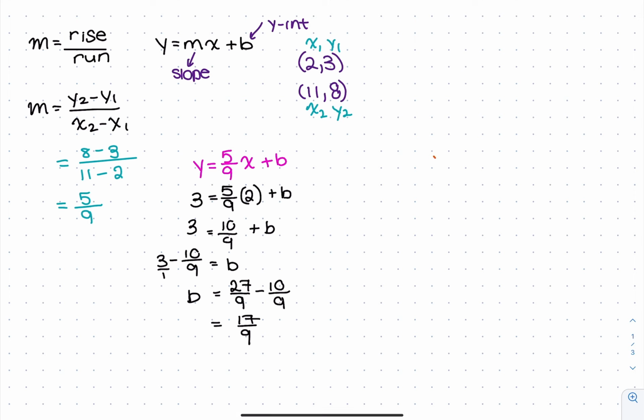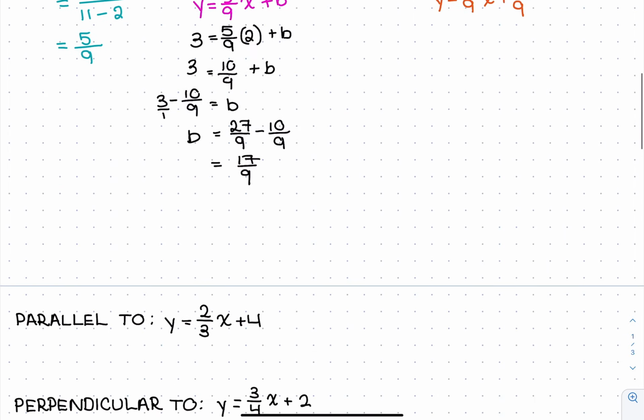So we have y equals, first thing we need is our slope, 5 over 9 x, and then we're putting b, it was positive, 17 over 9. And so that's how you find an equation of a line when you're given just 2 points.